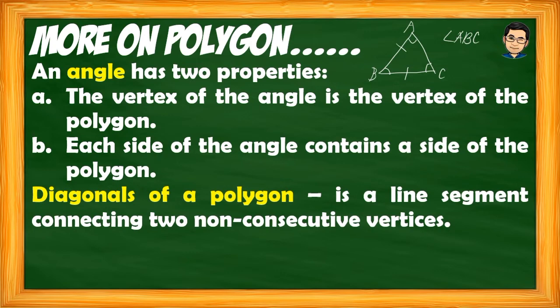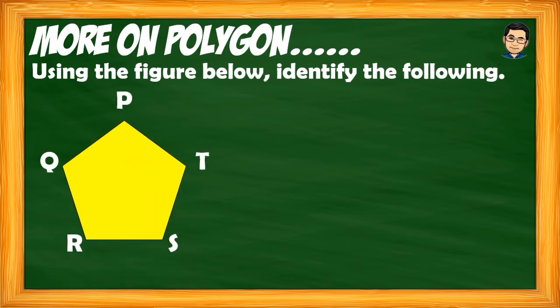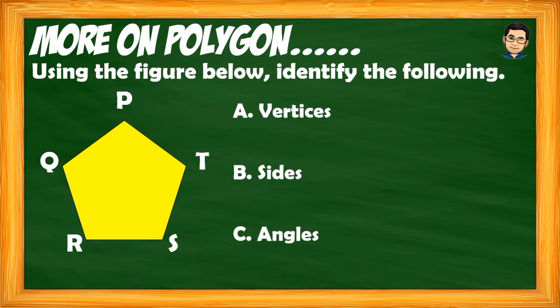And then we also have diagonals of a polygon. A diagonal is formed when we connect two non-consecutive vertices. Line segment po siya na nagko-connect doon sa dalawang vertices na hindi magkasunod. So, diagonal. Paslant po siya. Using the figure below, identify the following. We have there the figure, a pentagon. So we will identify the following.